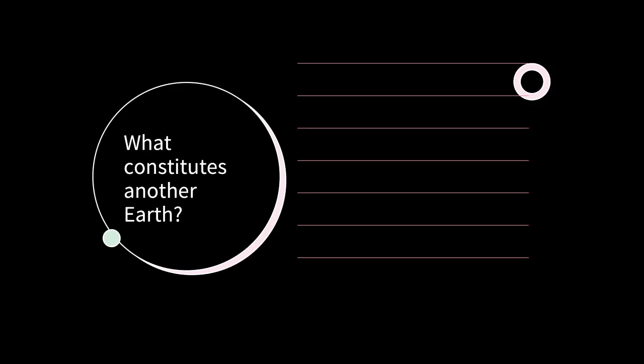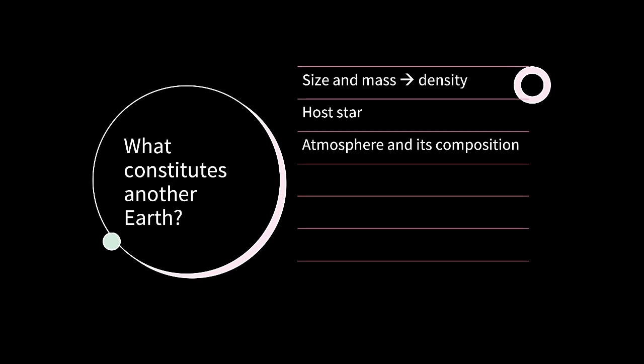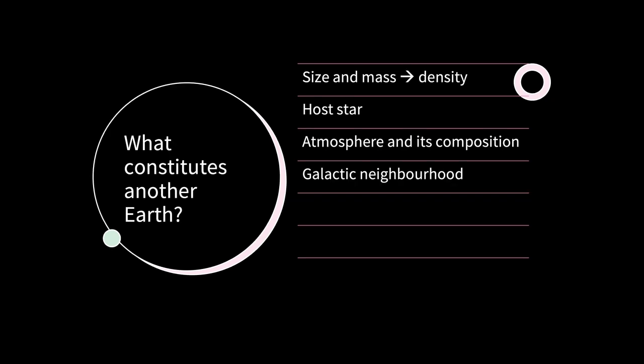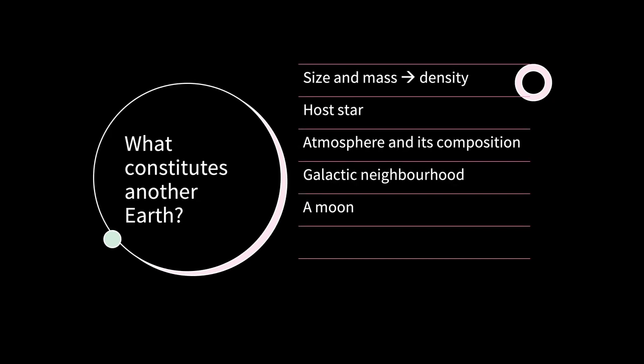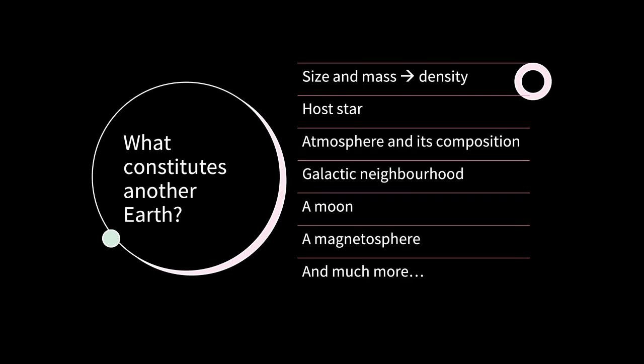There are further conditions that need to be satisfied in order to call a planet Earth 2.0. Let us imagine that we just found an Earth-like candidate. What boxes does this planet have to tick for us to be sure that we found a true Earth analog? Well, among the characteristics that a planet needs in order to be called a true Earth 2.0, we have size and mass, properties of the host star, atmospheric composition, galactic neighborhood, moons, magnetosphere, and the list goes on.